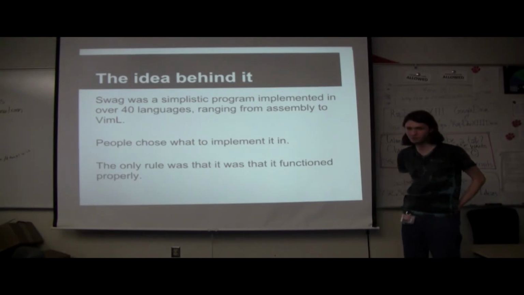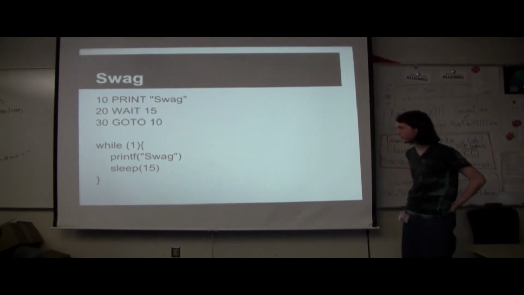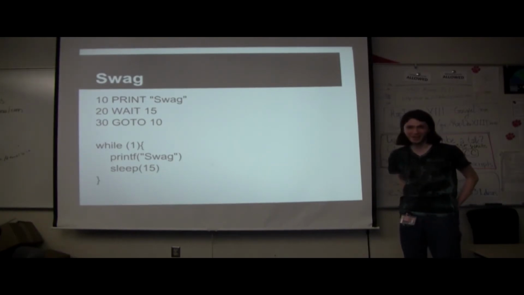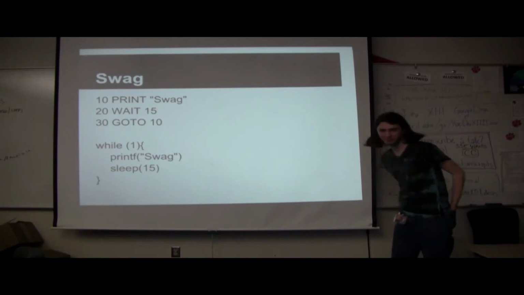And so I made a Git repo and everybody started submitting code to it. People chose what they wanted to implement it in, and the only rule was that it had to function properly. Next slide. So this is just two examples of what actually happened. The first one's done in BASIC and the second one's done in C. It's literally just swag to terminal, wait 15 seconds, and then go to 10, repeat. And the next one was while 1, printf swag, sleep 15.